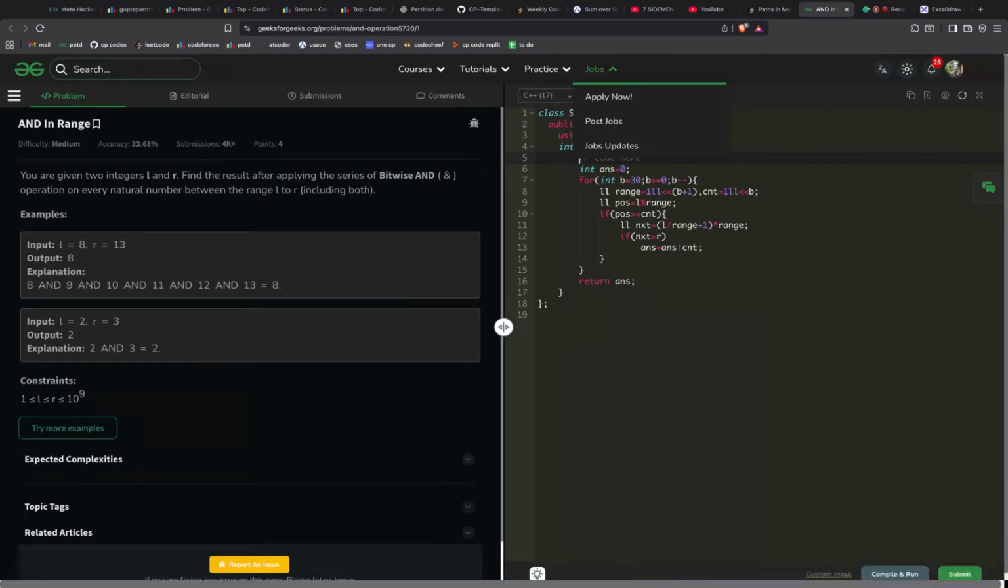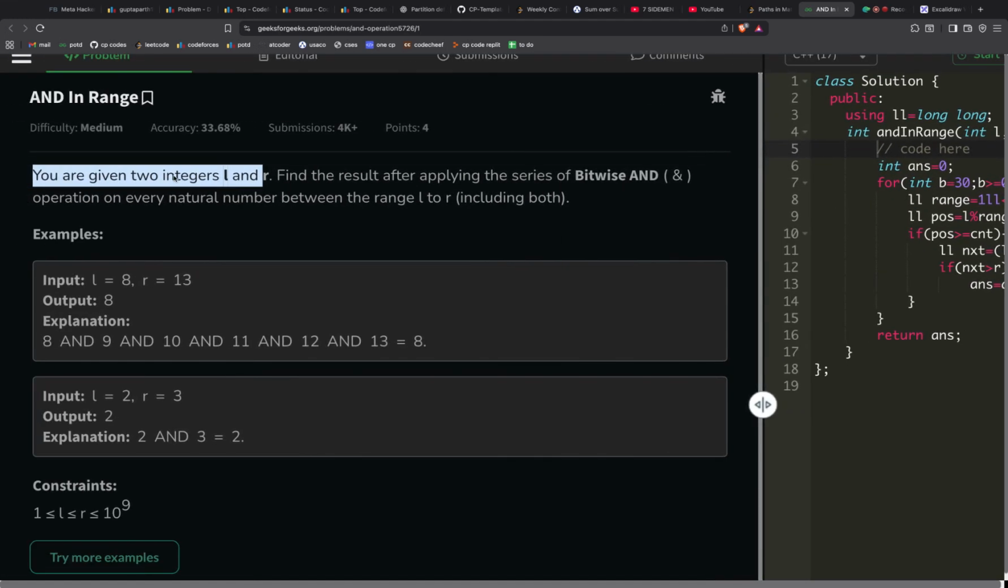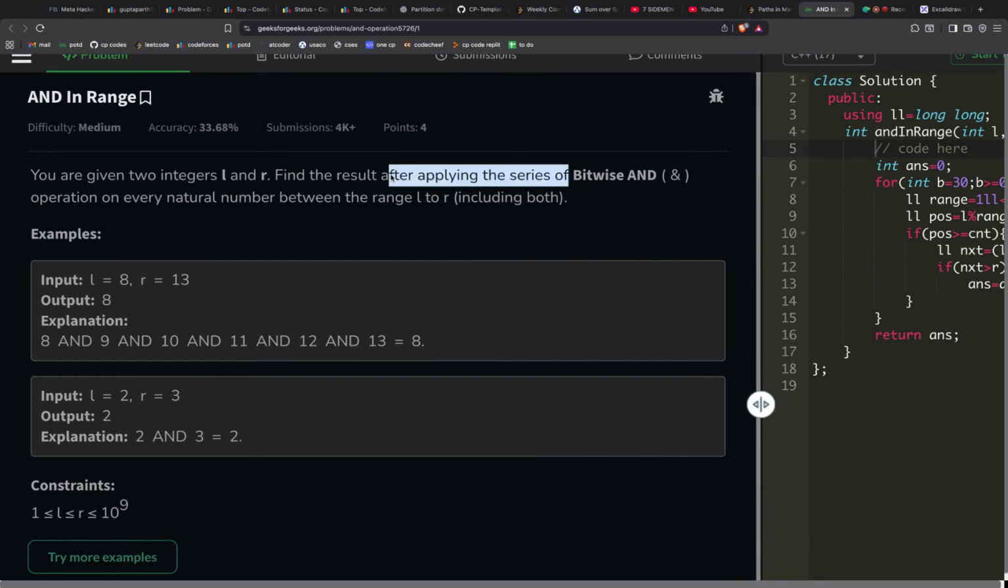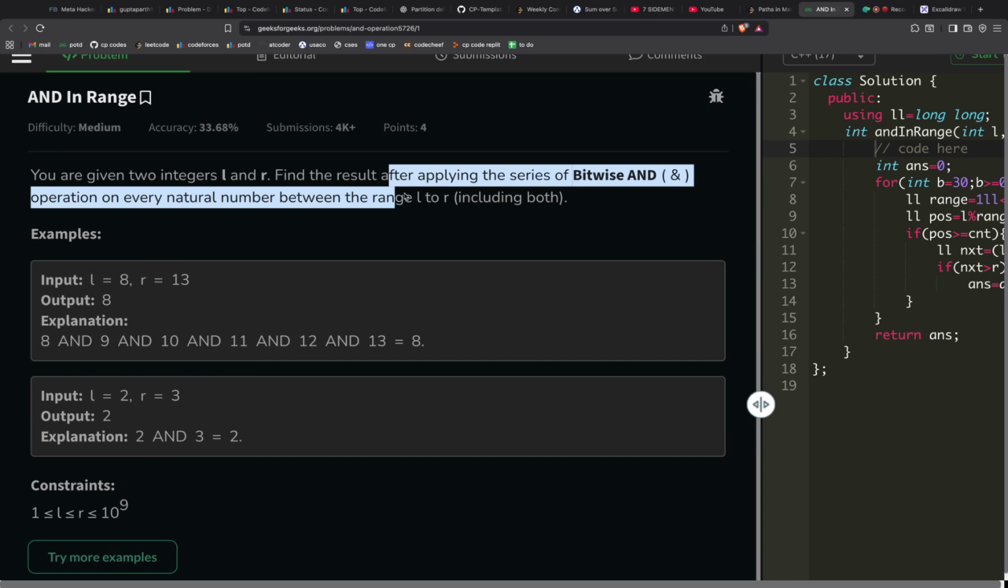Yes, so hello friends, this is the video tutorial for today's GFG problem of the day, which is AND in range. So let's read the question. You're given two integers L and R. Find the result after applying the series of bitwise AND operation on every natural number between the range L to R, including both.